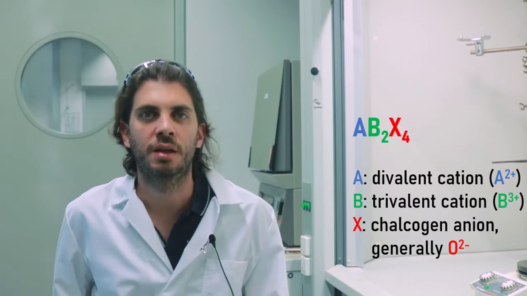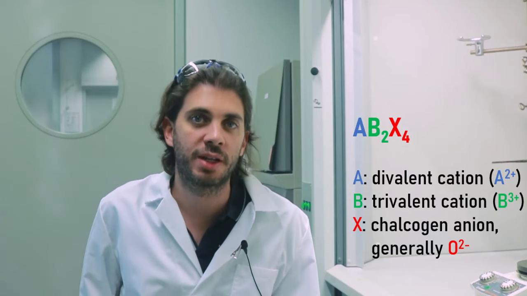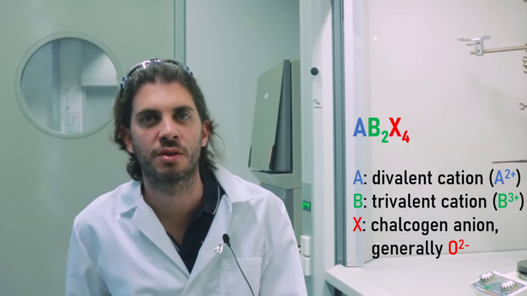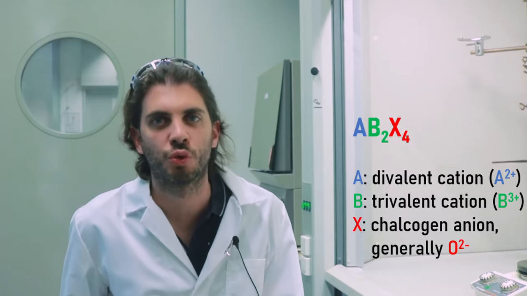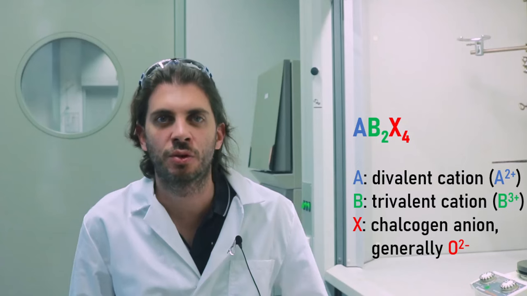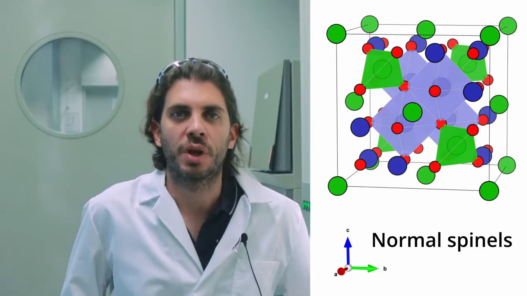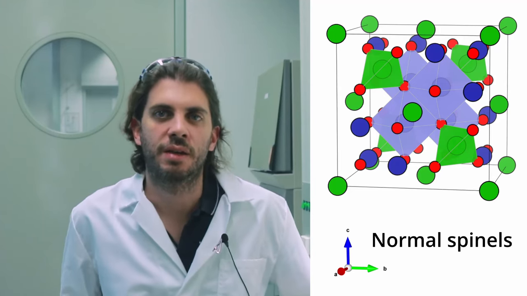Spinels are complex metal oxides with the formula AB2X4, where A is a divalent cation, B is a trivalent cation, and X is a chalcogen anion, generally oxygen 2-. A well-known spinel is, for example, magnetite, or Fe3O4. Spinels come in two different configurations. There are normal spinels and inverse spinels.